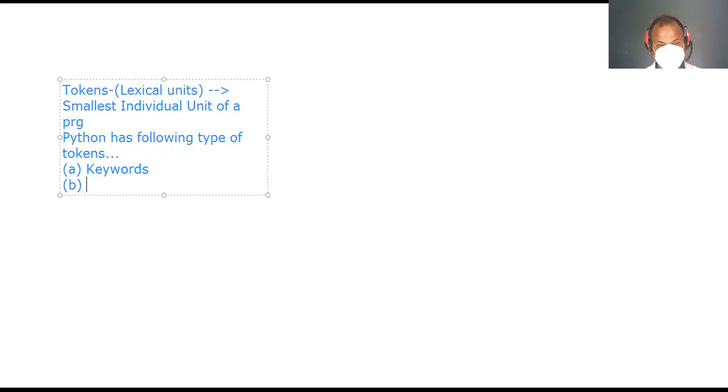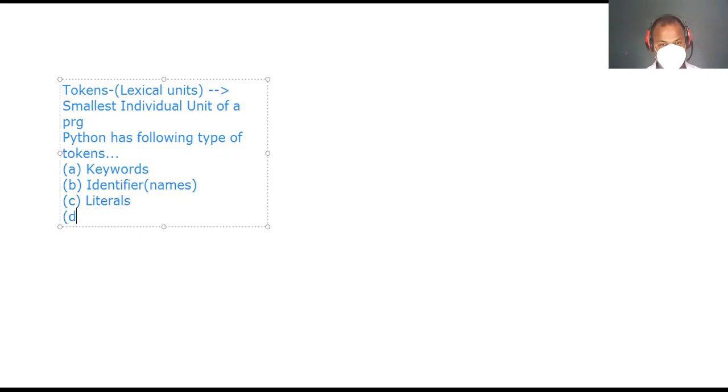Identifier: the names given by the programmer in a program, for the variables, for the objects, for the functions. Don't worry about that. After this, literals are the fixed data values.